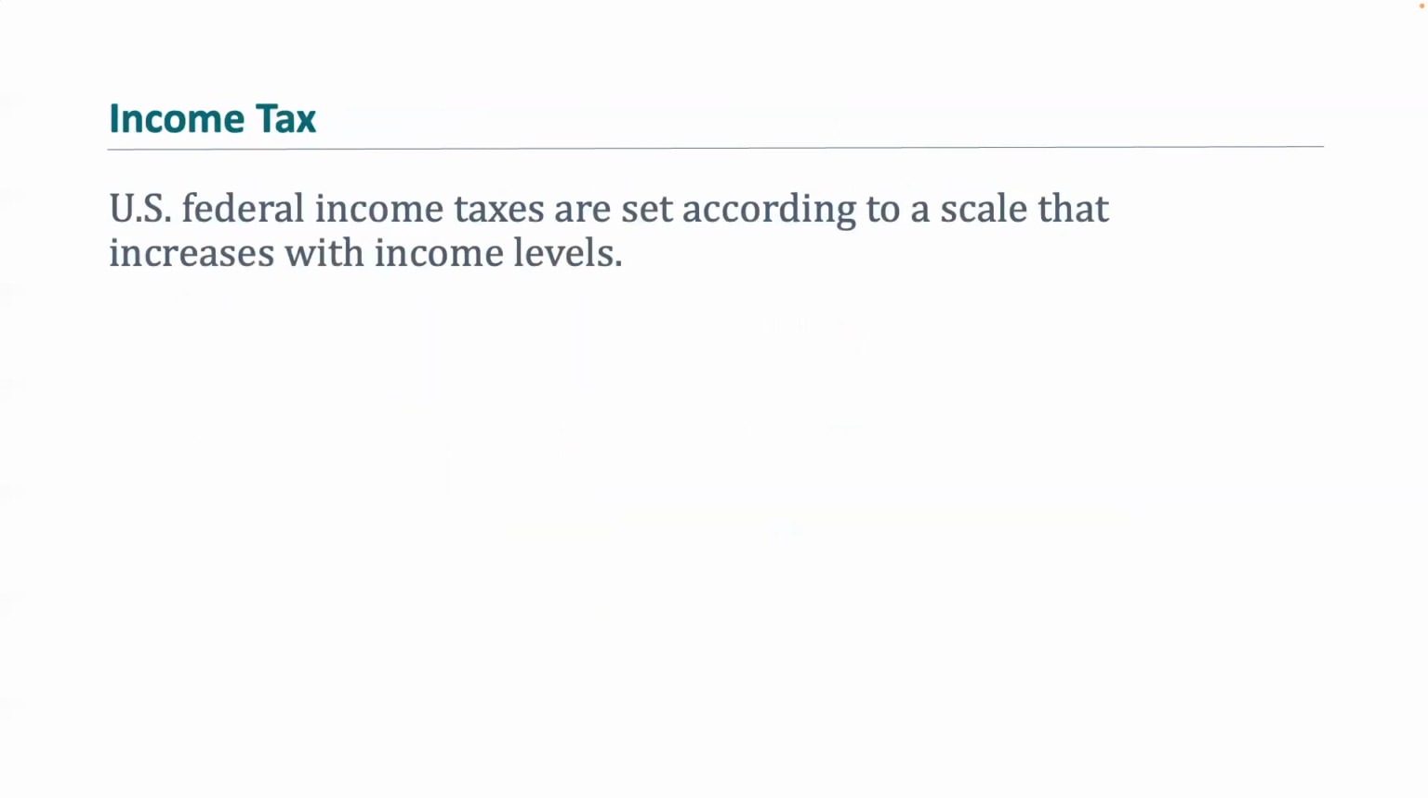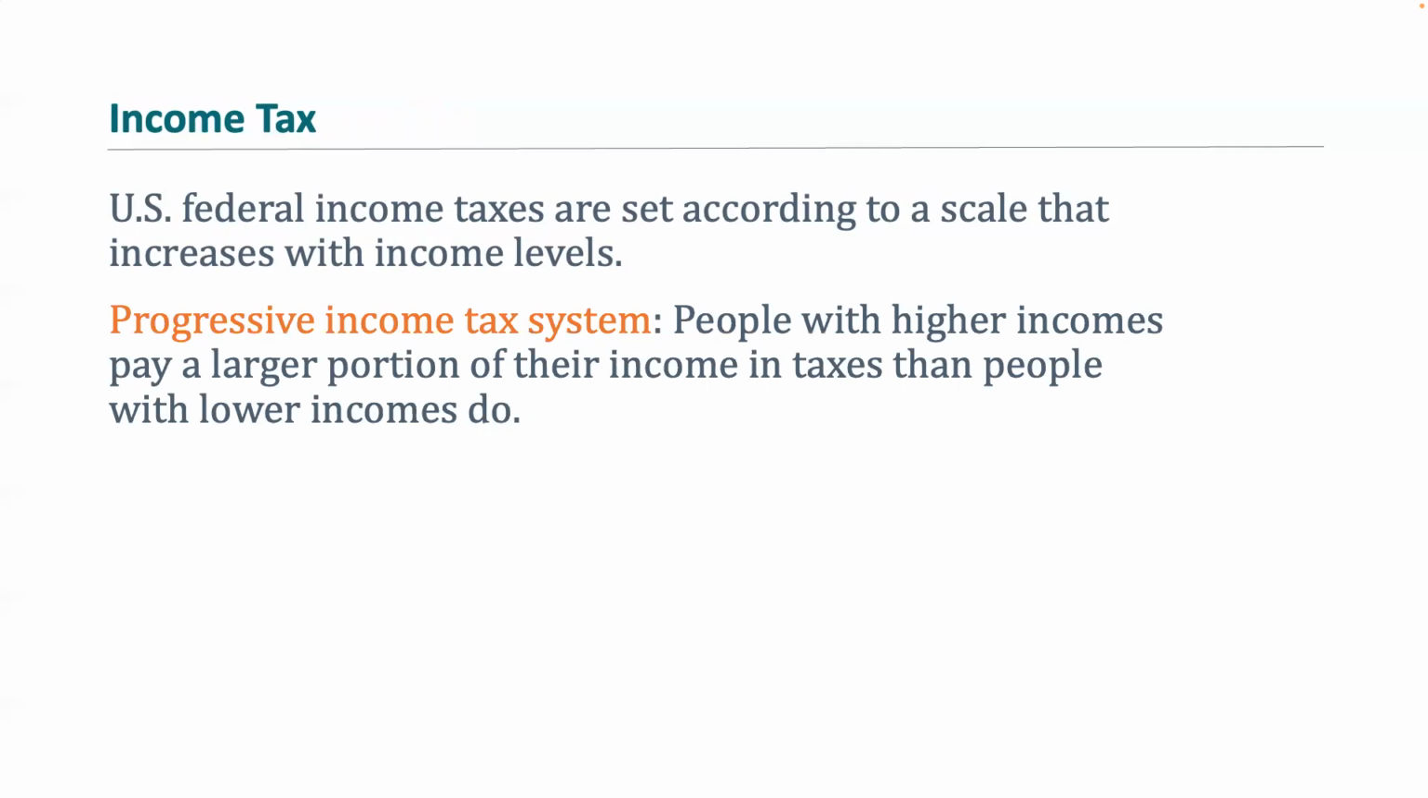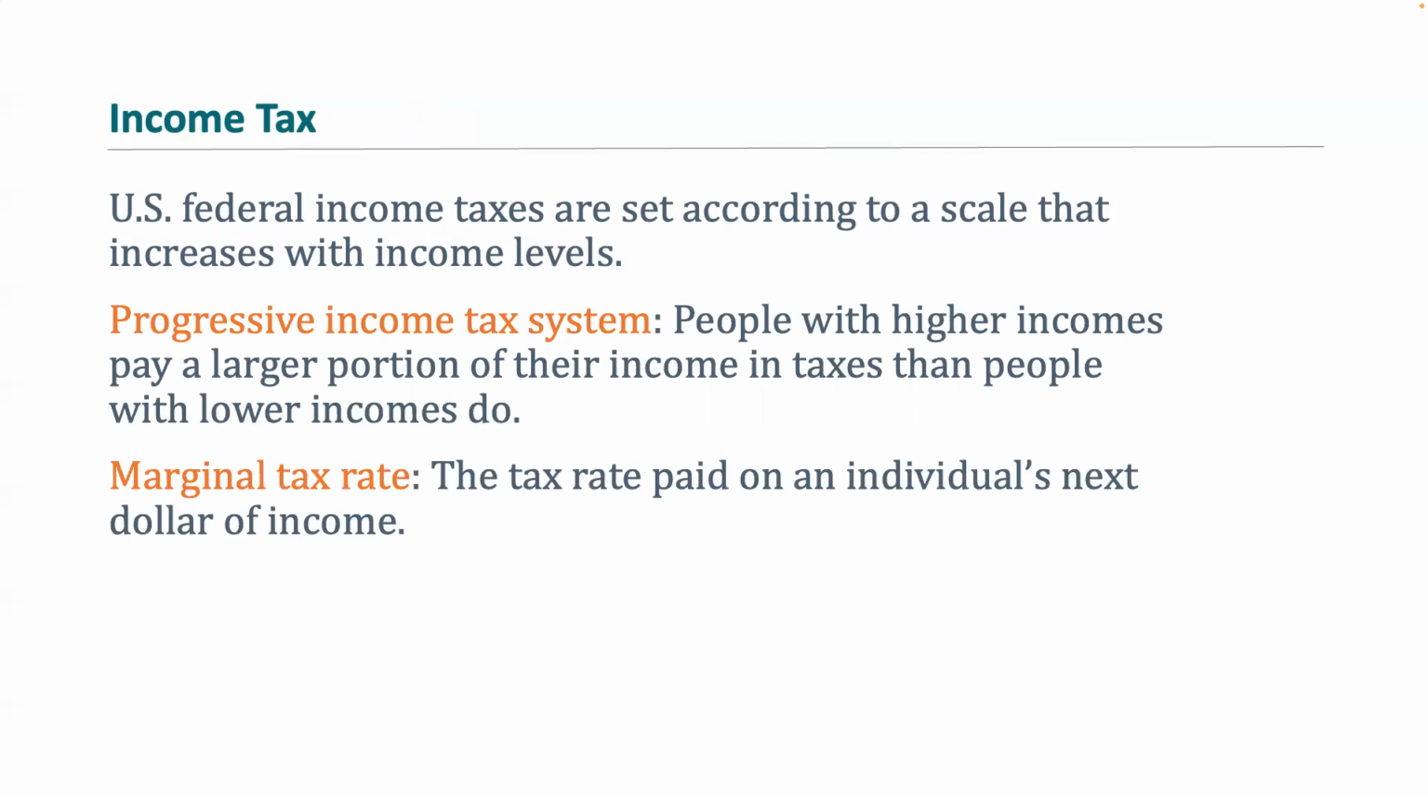US federal income taxes are set according to a scale that increases with income levels. A progressive income tax system is what we call this, and this just means that people that make more money are going to pay a larger portion of their overall income in taxes than people with lower incomes do. The marginal tax rate is just the tax rate paid on an individual's next dollar of income. So whenever we talk about marginal thinking, that's just each additional unit. And for taxes, that just means that it's a tax that we're paying on each additional dollar.